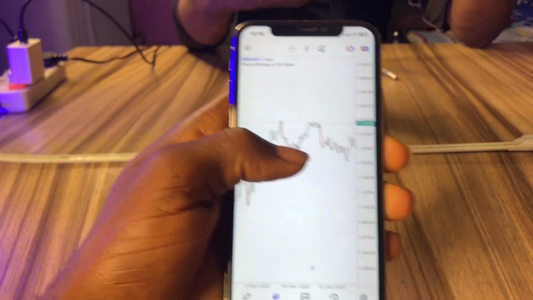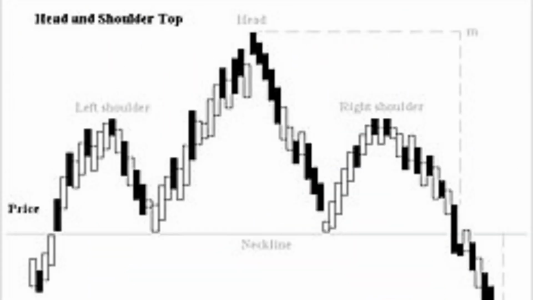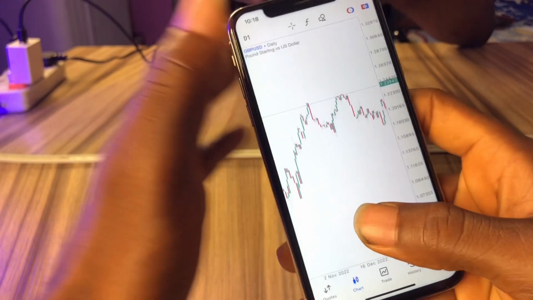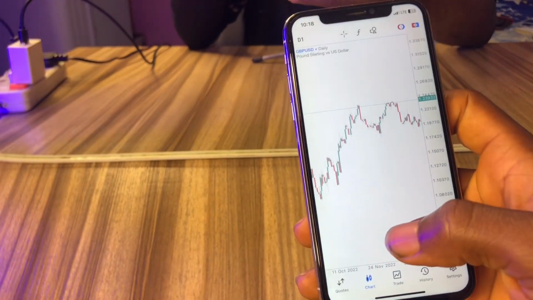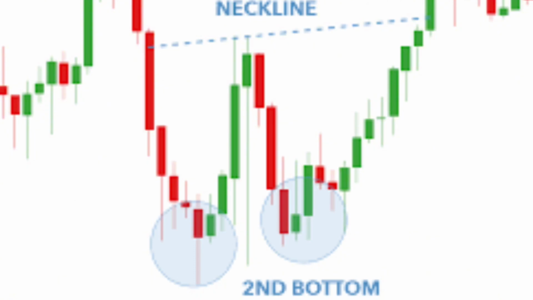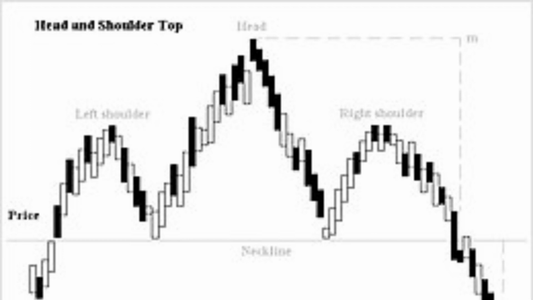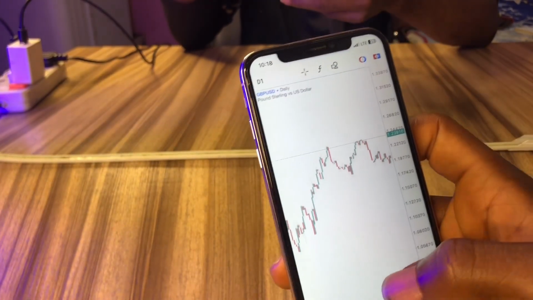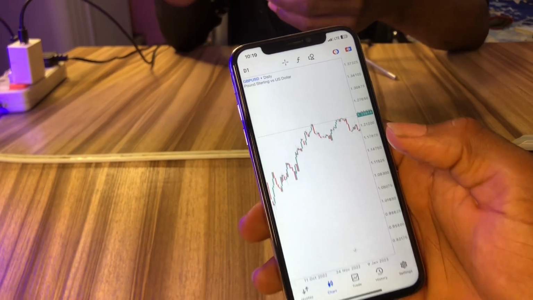Now I'm going to be explaining some other forex patterns, which are double top, double bottom, triple top, and head and shoulders. These different patterns also change the direction of the market. Let's say the double bottom, it changes the market to an uptrend. The head and shoulders usually happens whenever the market is going in an uptrend, and the double top is the type of forex pattern that occurs when the market is going in an uptrend.